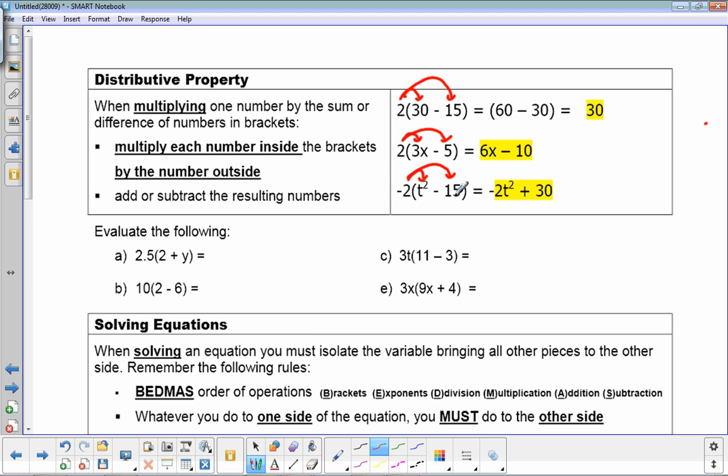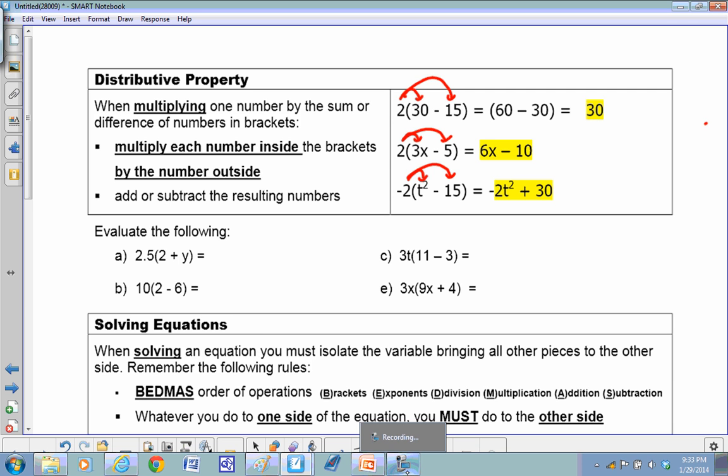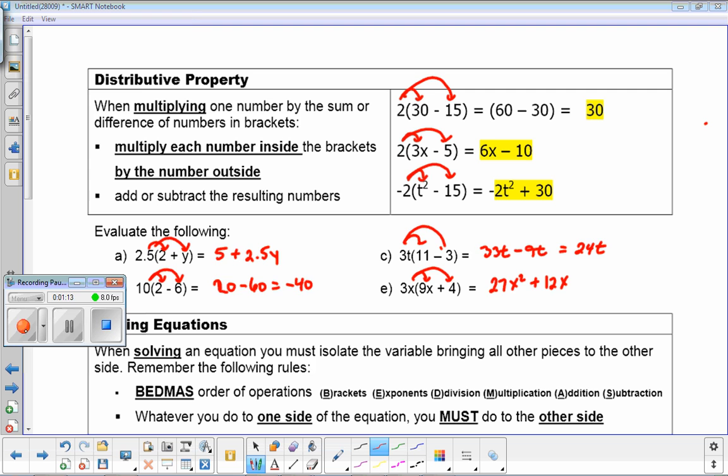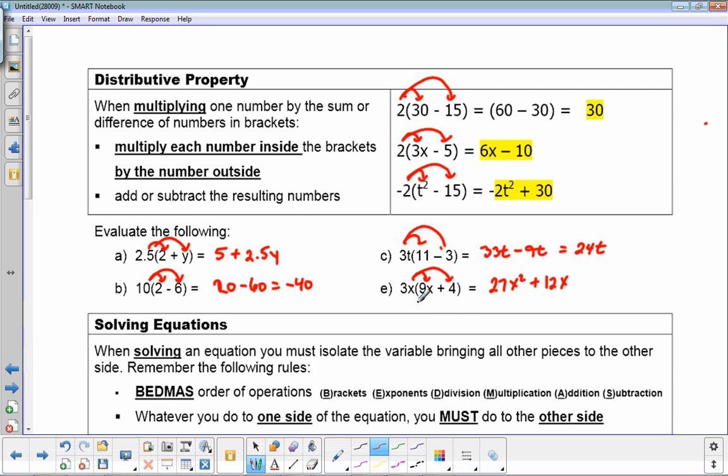So I'd like you to try the following. I'll pause right now, or you should be pausing, sorry, and then try them and check your answers. Okay, now you've had a chance to work on your problems, check your solutions now.